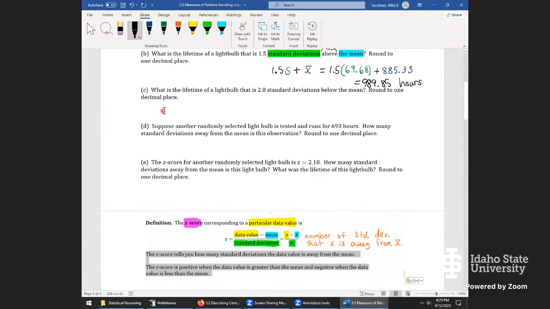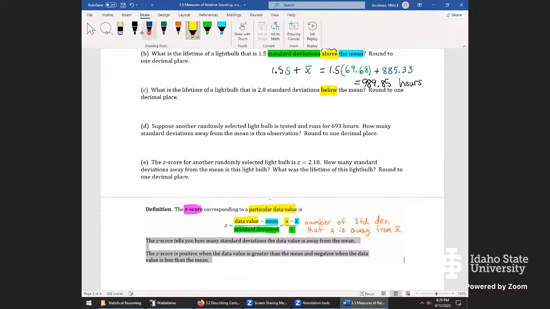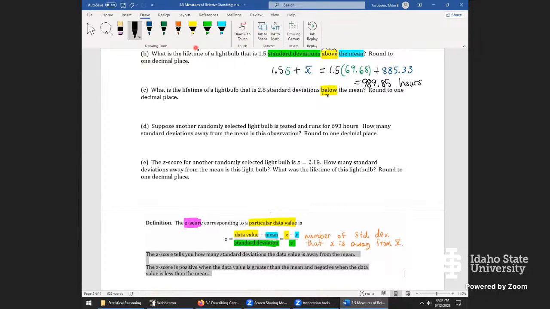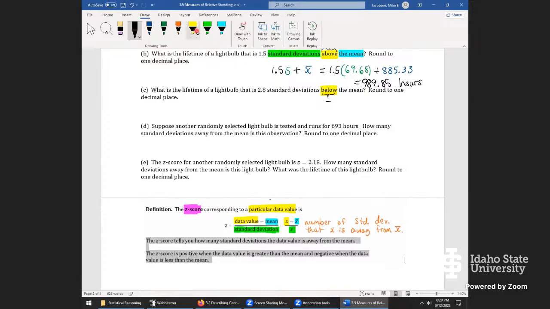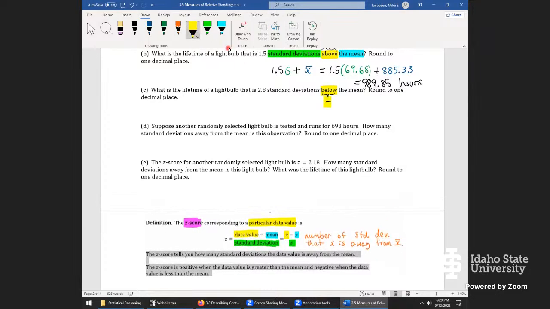Part C is asking, what is the lifetime of a light bulb that is 2.8 standard deviations below the mean, round to 1 decimal place? It's kind of a redo, right? But the thing that's new is where they said below. If they say below, in the formula that we write, we have to use a negative sign as opposed to a positive sign.